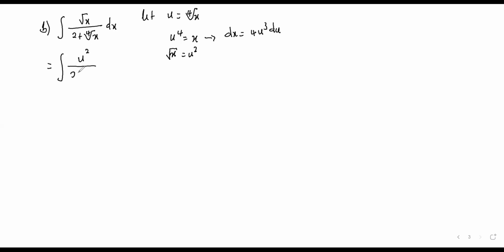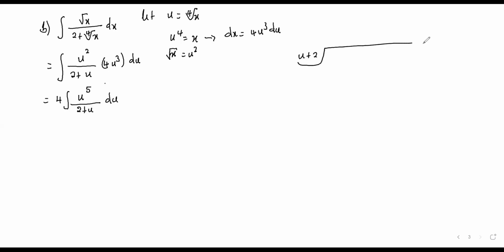over 2 plus u, and du is 4u^3 du. This is 4u^6. No, I'm multiplying, so I add the powers. So u^5 over 2 plus u du. Whenever the denominator has a lower power compared to the numerator, then we go through long division.